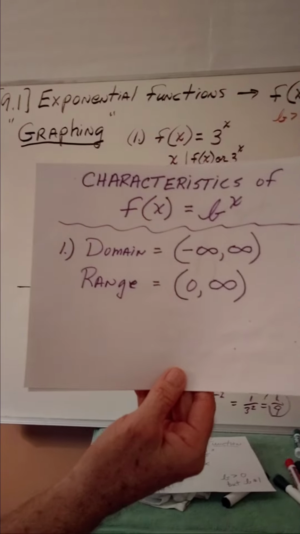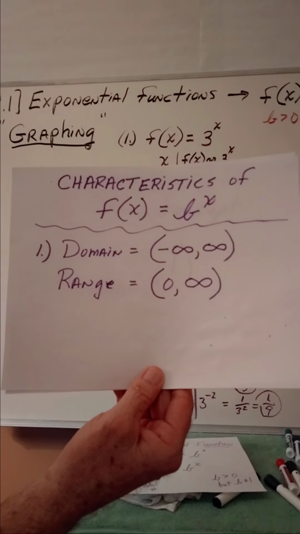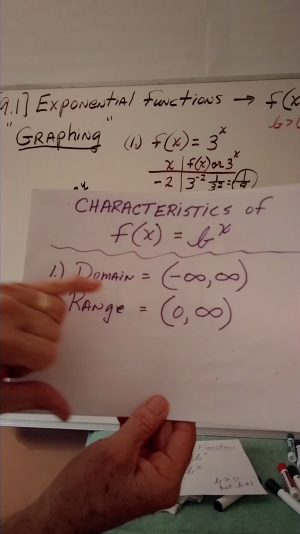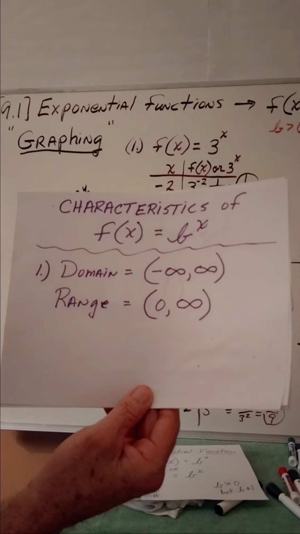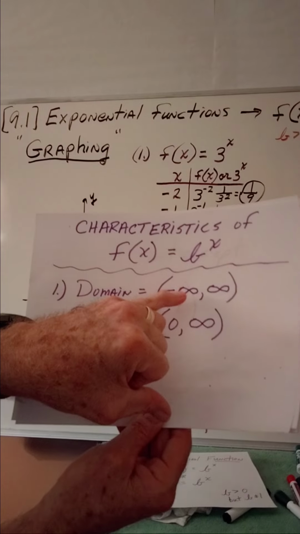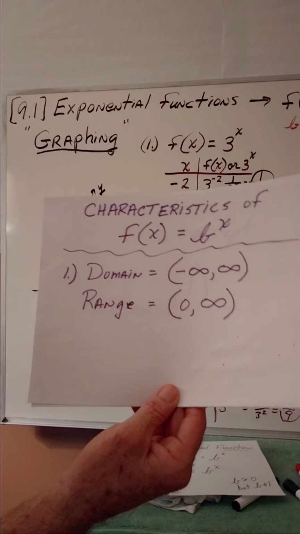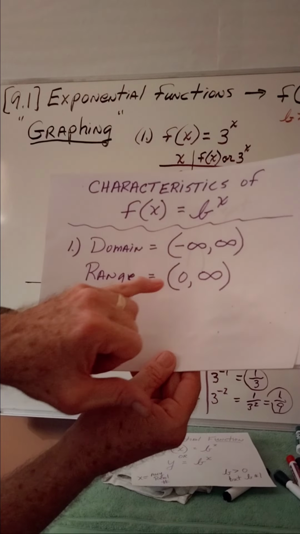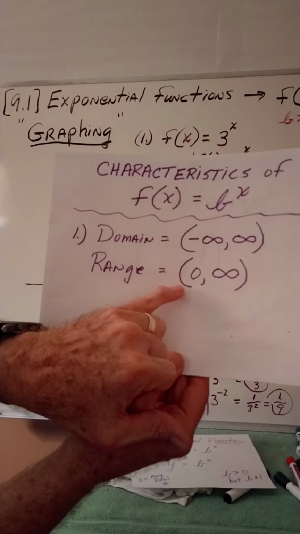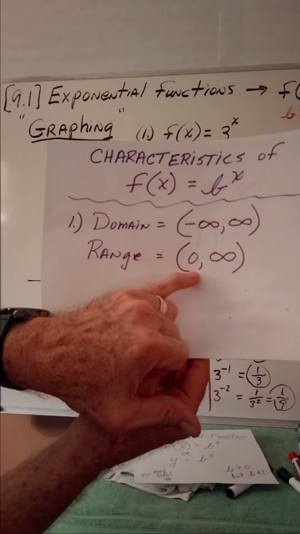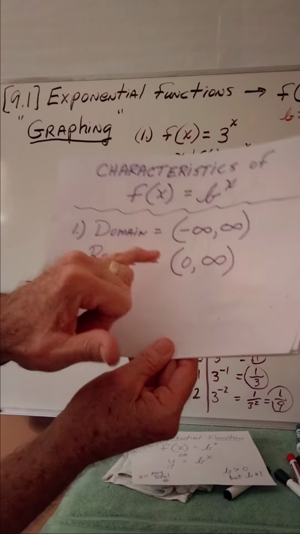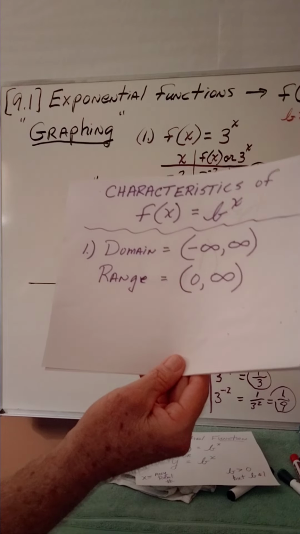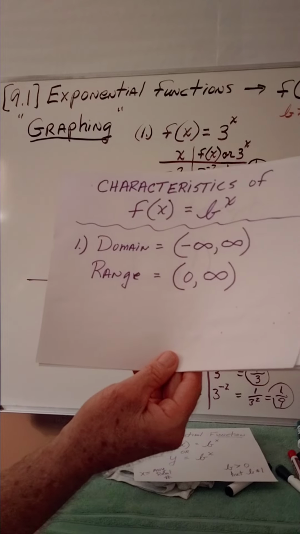Characteristic number 1 of f of x is equal to b to the x. The domain for all of these types of functions will be the set of real numbers. And the range will be any real number that is greater than 0. Not equal to 0, greater than 0. Any positive number greater than 0.